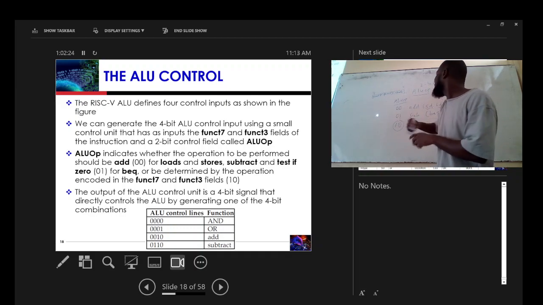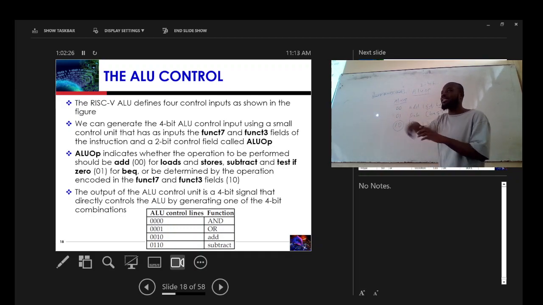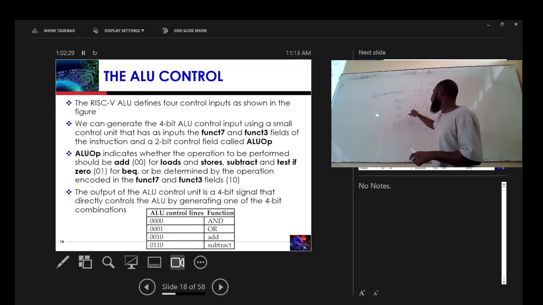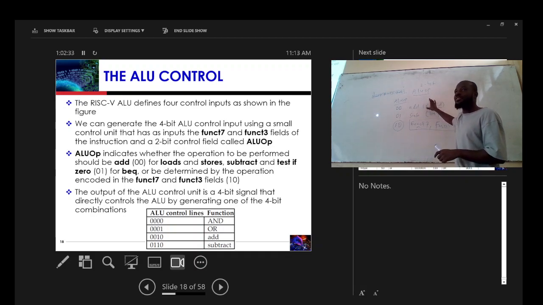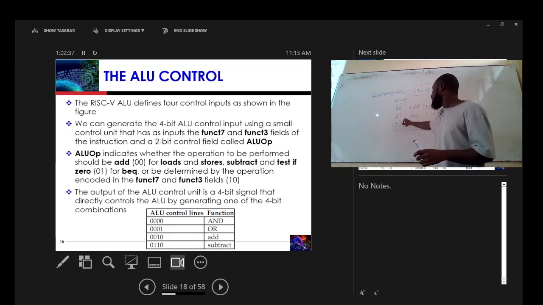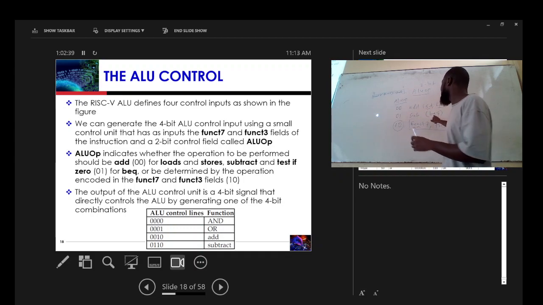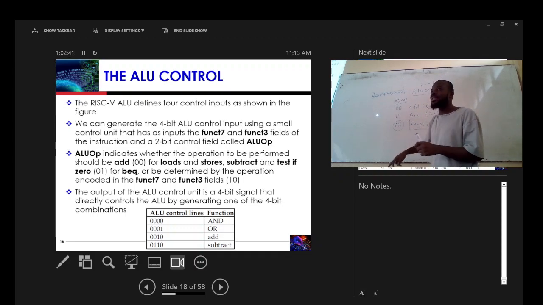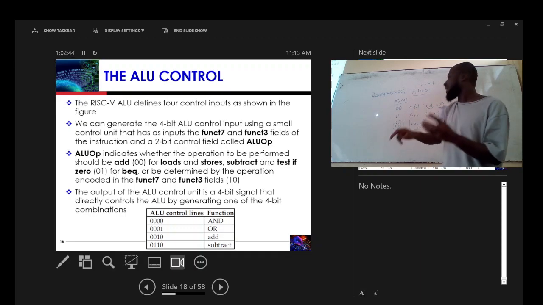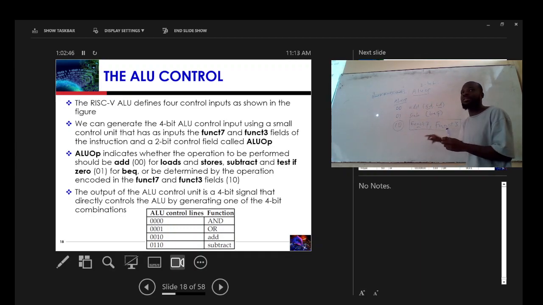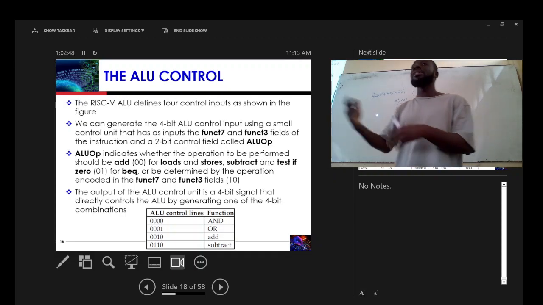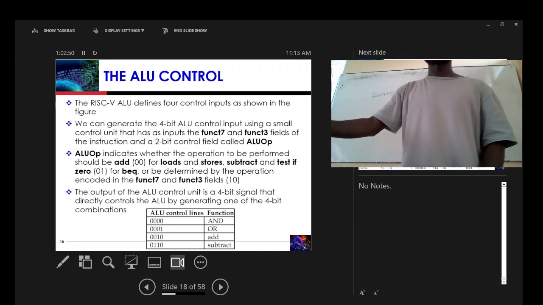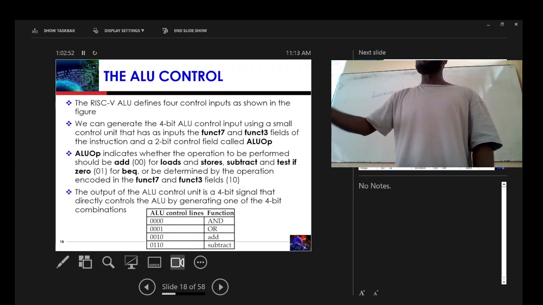If this ALUOp, which is 2 bits, is 00, we are doing an add operation, but the add operation is for the SD and then the LD instructions. If it is 01, we are doing a subtraction, and the subtraction is for BEQ. If it is 10, it means go and check the funct 7 and then the funct 3 field, and that will determine the operation. The operation is just a normal addition and subtraction, or an OR and whatever. Understood?